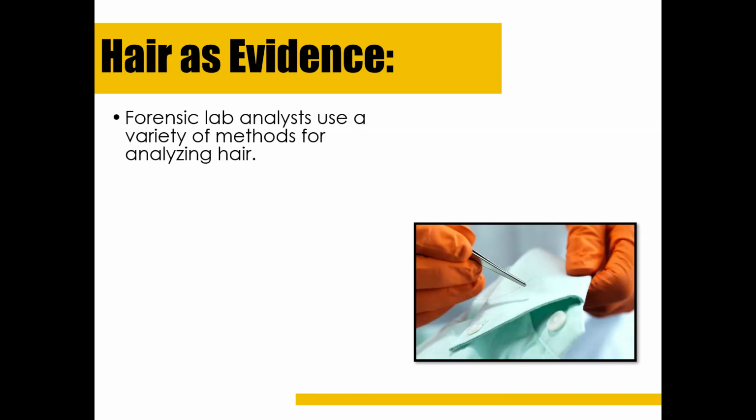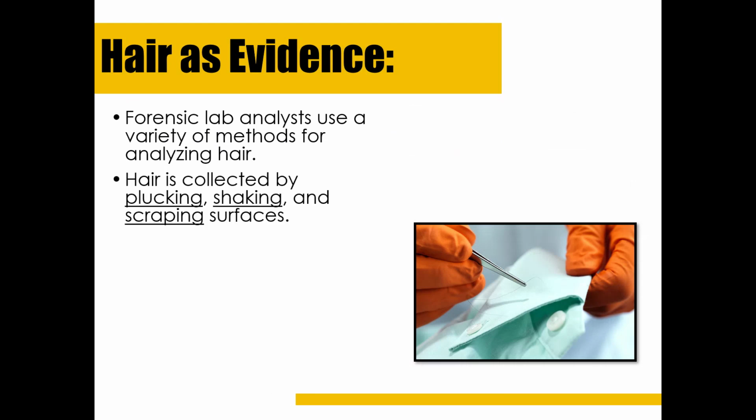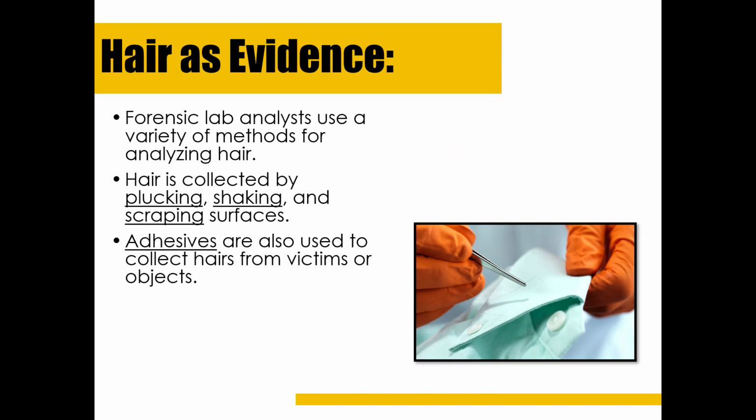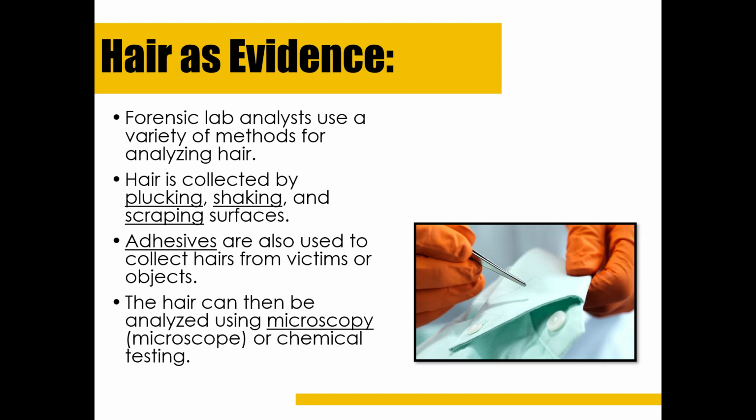Now, forensic lab analysts are going to use different methods for analyzing hair. We're going to talk about just a few of those methods today. So hair can be collected in a variety of different ways. Hairs can be plucked. They can shake items to retrieve hairs, scrape surfaces. Adhesives can be used to collect hairs from victims or objects or clothing. Hair can then be analyzed using microscopy, which is the use of a high-powered microscope. And then there's also some chemical testing that can be done.